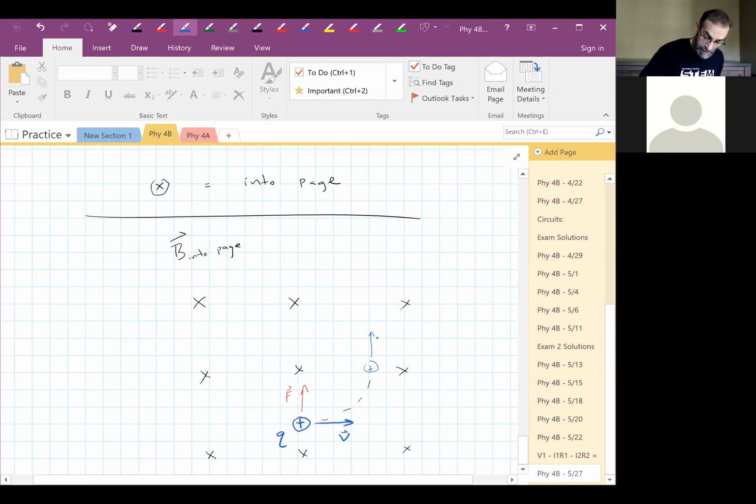Now your velocity is in this direction, and your force is in what direction? V is pointing towards the top of the page. Roll your fingers into the page and your thumb should point to the left. So you get circular motion.